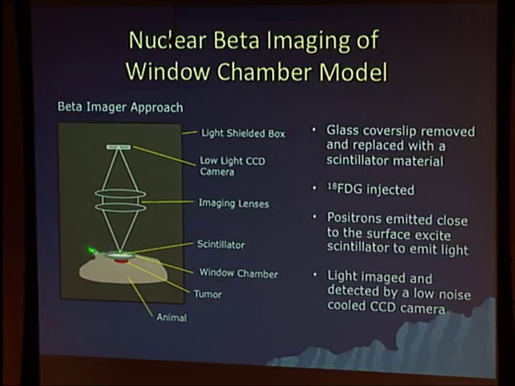And so you can stick a scintillator material on the top of the window chamber, and now the positron will interact with the scintillator and create light. And so you can image the light onto a very low light level camera. This is kind of like a bioluminescence box. There are a lot of these out there for doing basic biology, looking at weak fluorescent signals and whatnot. So this is just a simple system: a low light level CCD imaging system, lenses, and the FDG injection.